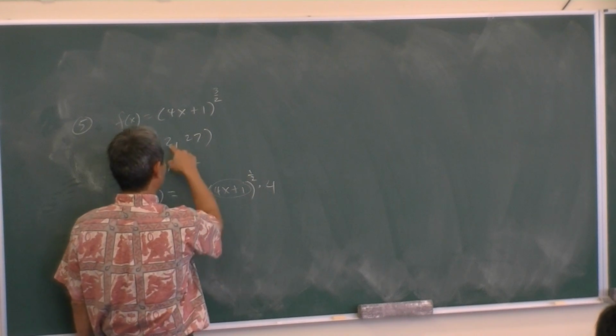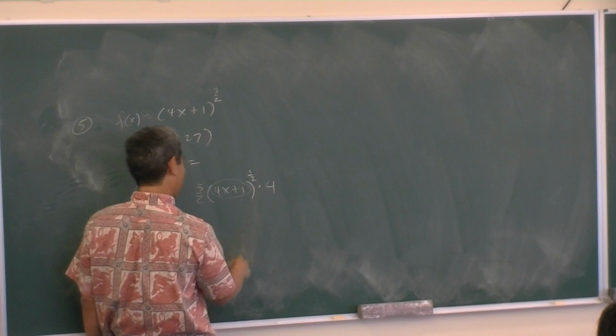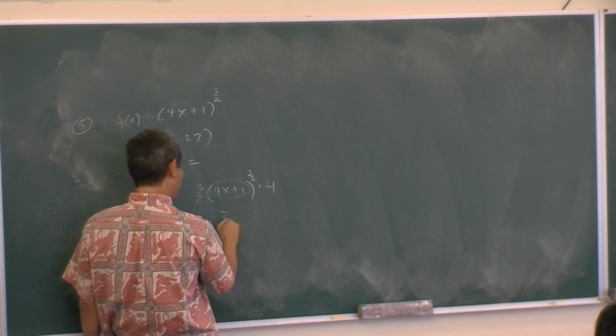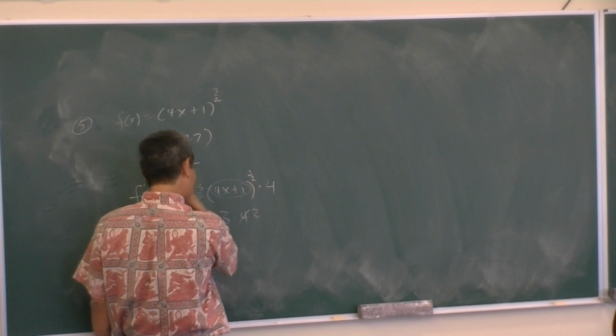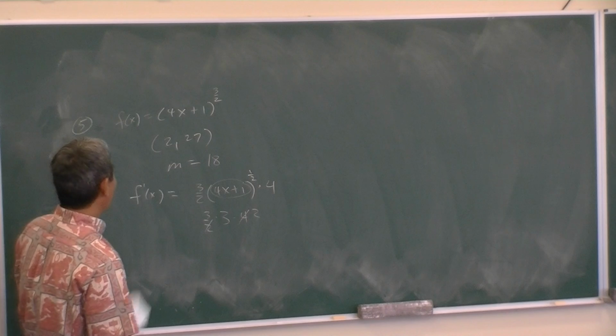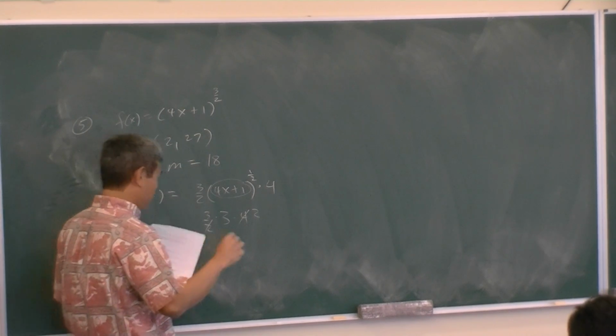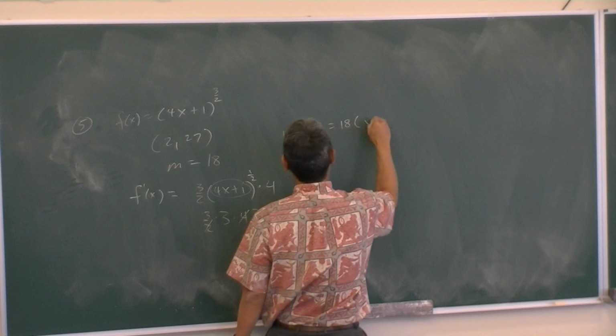Okay, do we even need to simplify? No. Let's just plug in 2 here. If I plug in 2 here, you get 9 to the half, which is 3, times 3 halves times 4, but 2 goes into 4 2 times, so that comes out to 18. Oh, that's a steep slope. Anyway, once you have the point and the slope, just do point slope form. y minus 27 equals 18 times x minus 2.